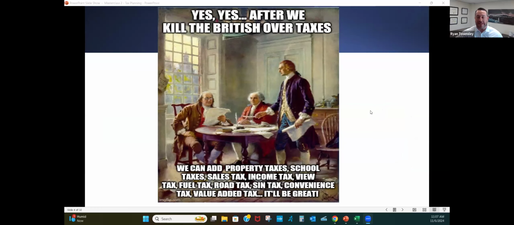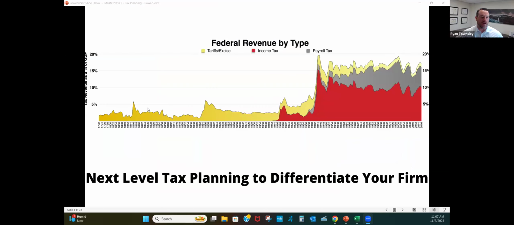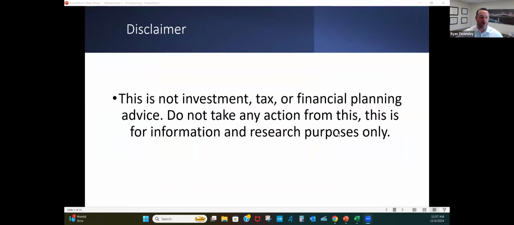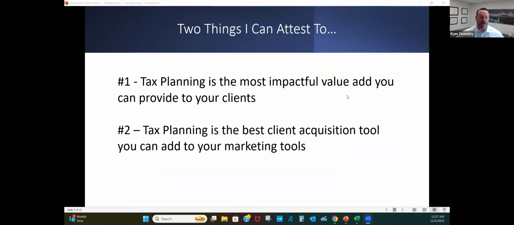I don't know anyone that really loves them. And I thought, yes, after we killed the British over taxes, we add all these other taxes back. So, and this is kind of like looking at the history of taxes, and where they come from overall. But that's a conversation for another day.